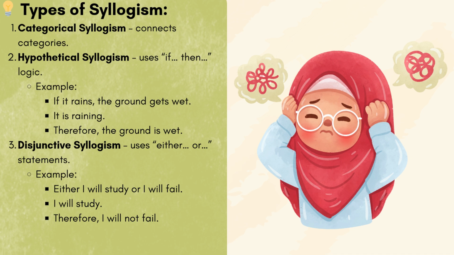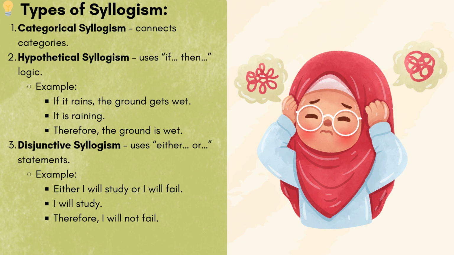Next is hypothetical syllogism. This type uses if-then statements to show a cause and effect or condition and result relationship. For example, if it rains, the ground gets wet. It is raining, therefore, the ground is wet. The conclusion follows because the condition, it rains, leads to the expected result, the ground gets wet.